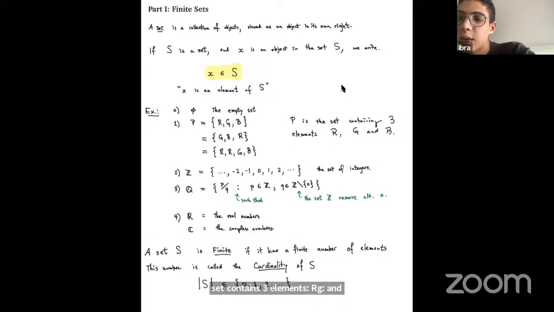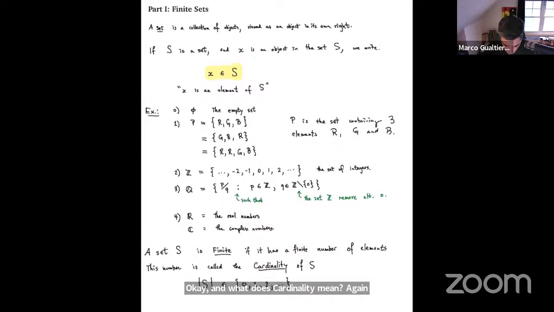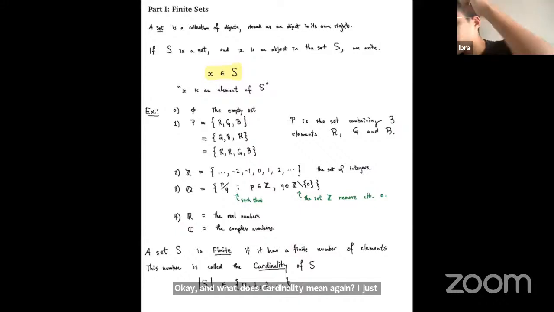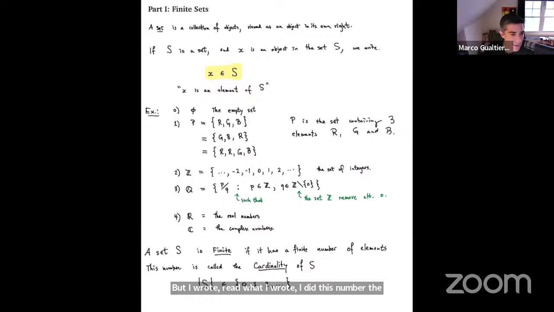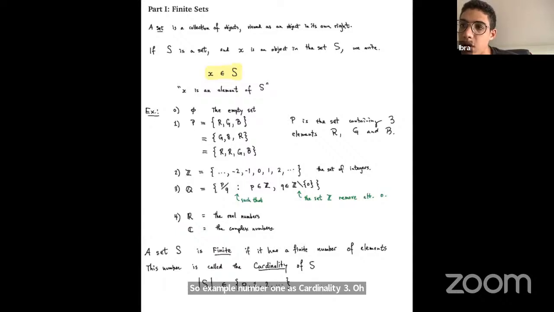Okay. And what does cardinality mean again? I didn't get it. Read what I wrote. I did. Okay. This number, the number of elements in the set, is called the cardinality. So example number 1 has cardinality 3. Oh, okay. All right. Thank you.